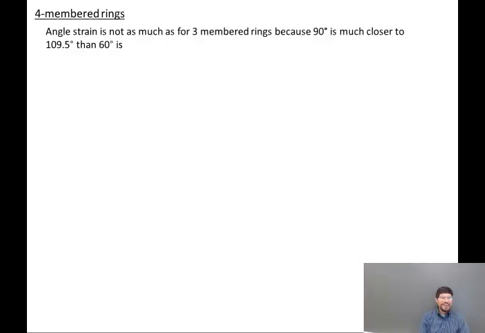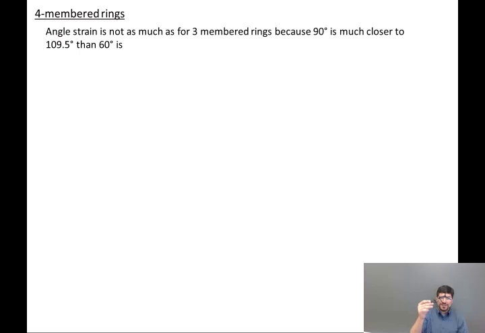Okay, in the case of 4-membered rings, the angle strain is not nearly as severe because the interior angles of a square are 90 degrees, and 90 degrees is much closer to 109.5 degrees than 60 degrees is.